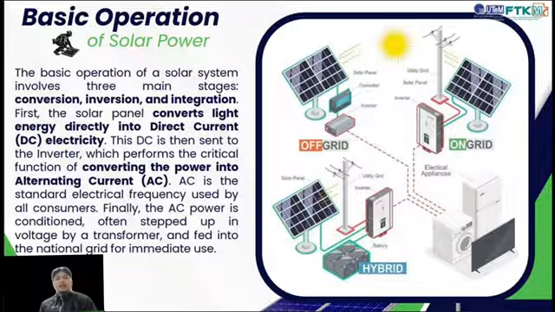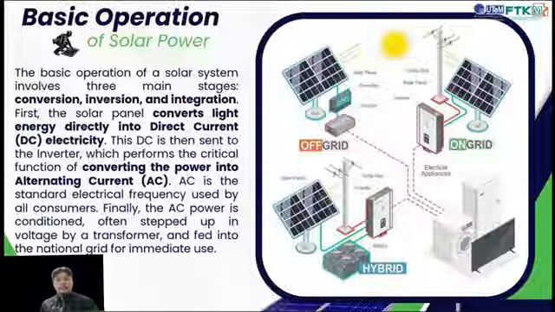Basic operation. The operation of a solar power system is built around three key stages: conversion, inversion and integration. Each stage plays a crucial role in ensuring that the sunlight captured by the panels can be safely delivered to homes, industries and businesses. The process begins with the conversion stage, where solar panels absorb sunlight and convert it into direct current or DC electricity. This happens instantly as long as the light is present.